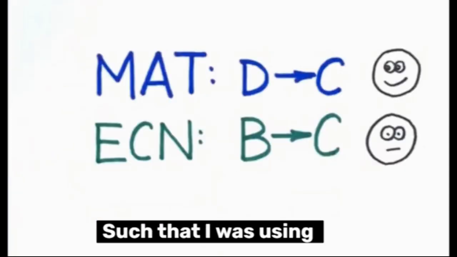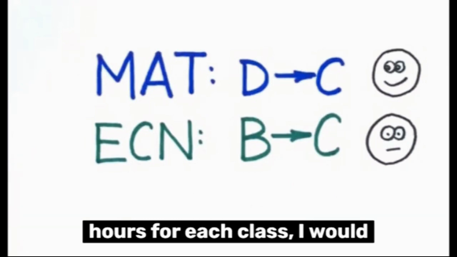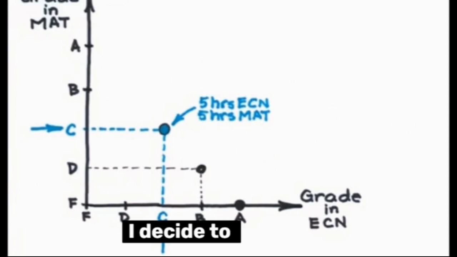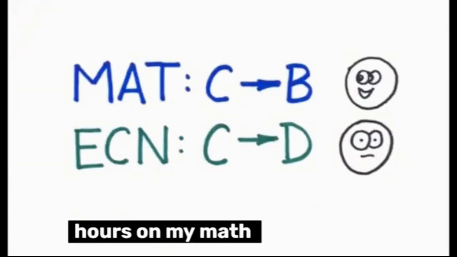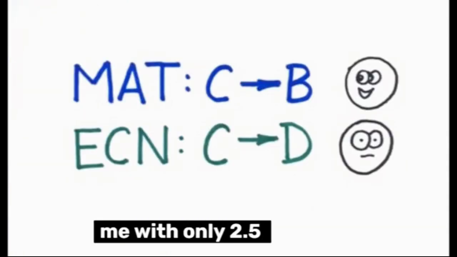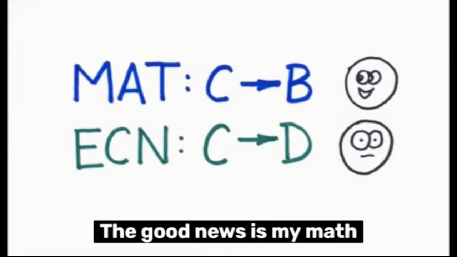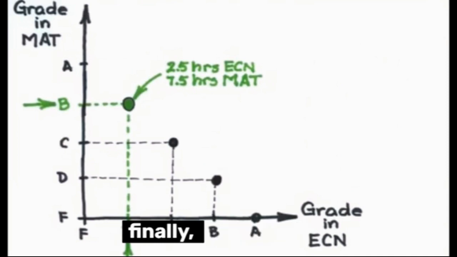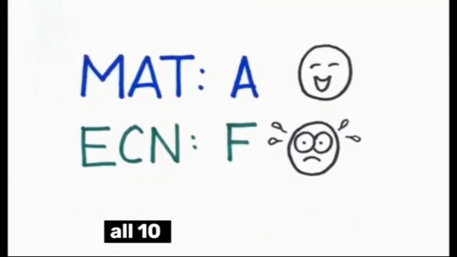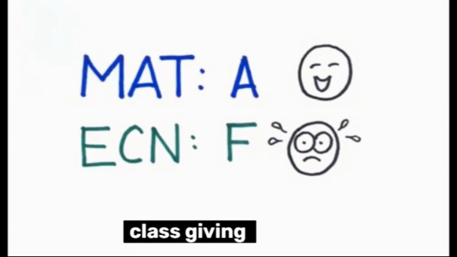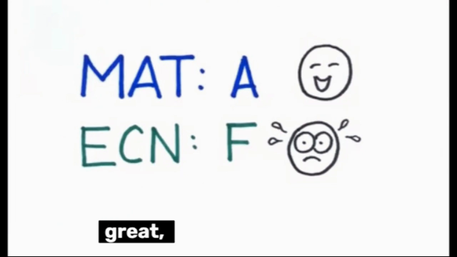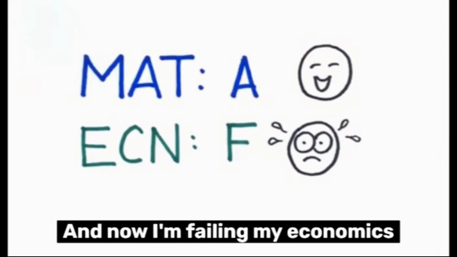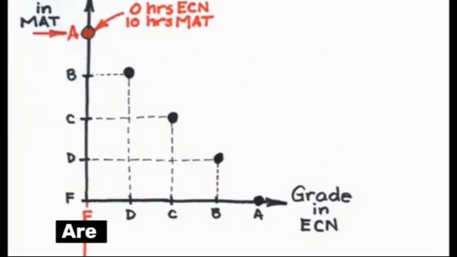If I were to spread my time such that I was using 5 hours for each class, I would get a C in each class. If I decide to spend 7.5 hours on my math class, leaving me with only 2.5 hours for econ, good news is my math grade's up to a B, my economics grade's down to a D. Finally, I could spend all 10 hours on the math class, giving me an A in the math class, which is great, but that leaves me nothing to study for economics, and now I'm failing my economics class.